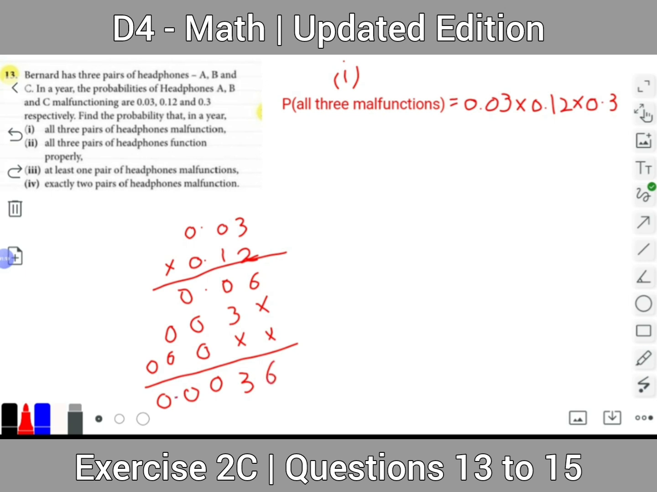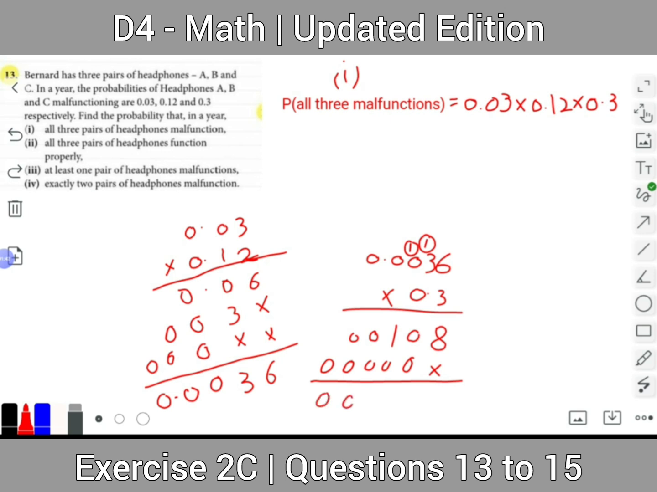Now we will multiply 0.0036 with 0.3. So we have 6 threes are 18, and here we have 1, 3 threes are 9 and 10. So here we have 1. Now, 3 zeros are 0. Again we have 3 zeros are 0 and 3 zeros are 0. Multiplying, here we have 5 zeros. So we get 0.00108.